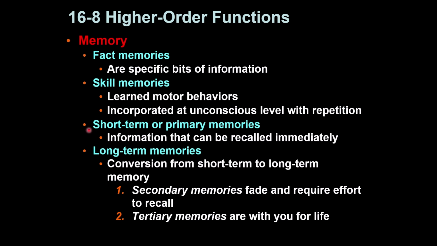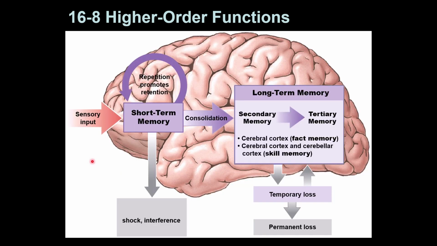There are three different levels of memory. One is the short-term or primary memory, and this is very short. You may not remember most of it. It will go away, or some of the information will stay longer, and that becomes secondary memory. For secondary memory, you have to repeat information, and tertiary memory is there for the rest of your life. I will explain this in the next slide, in this image.